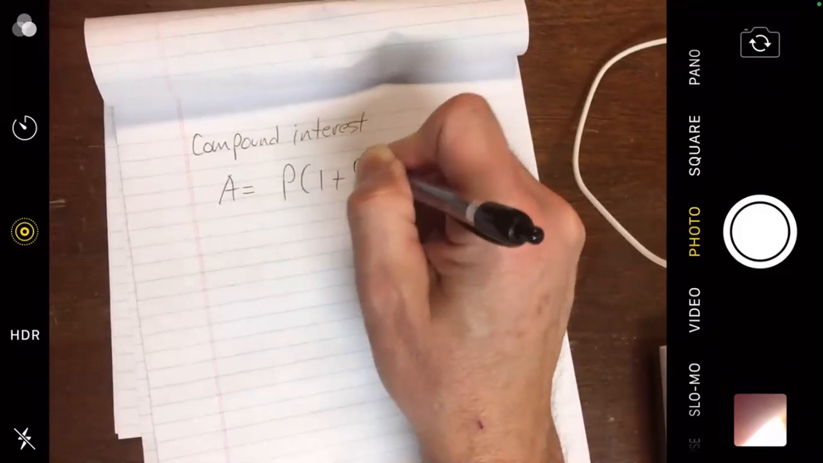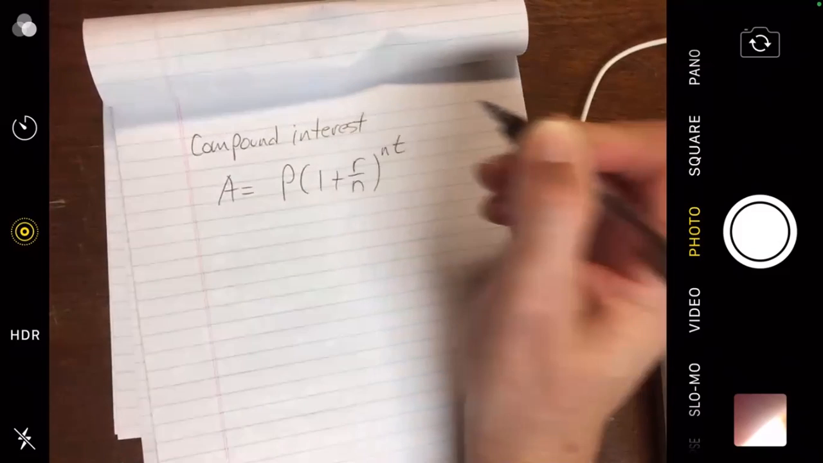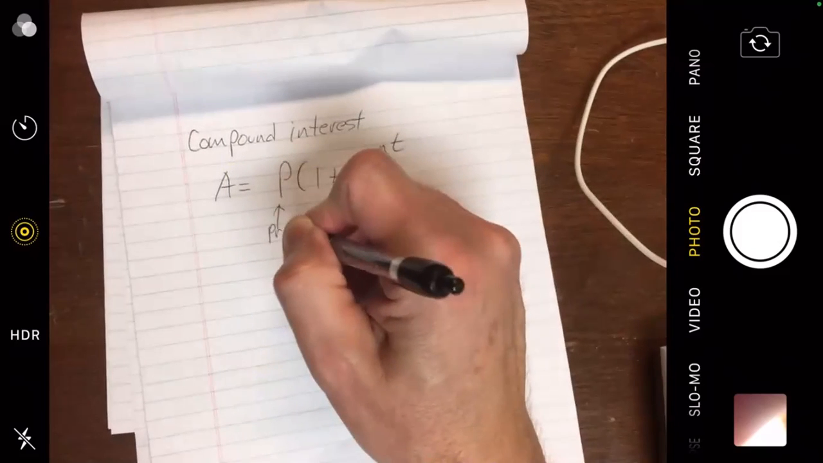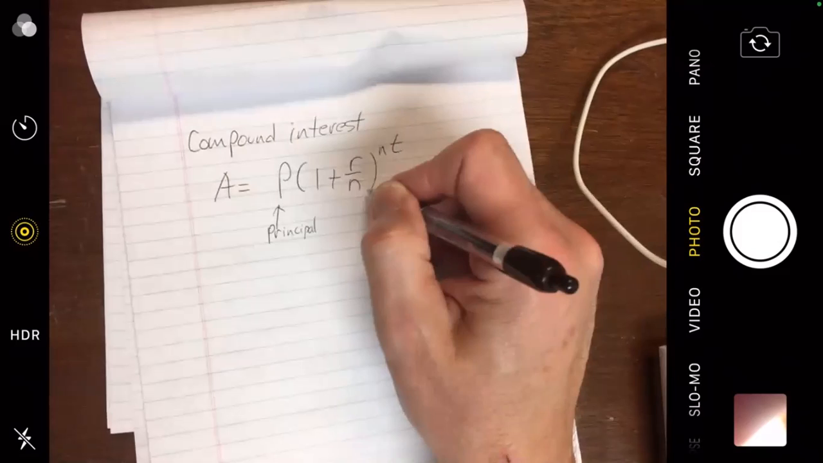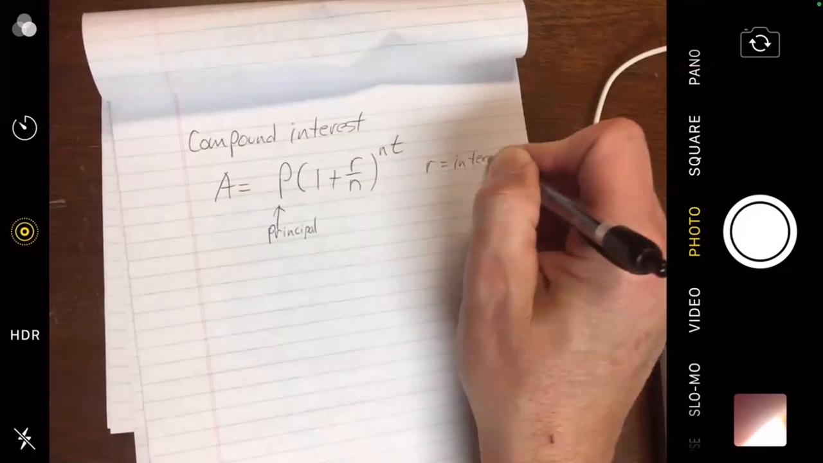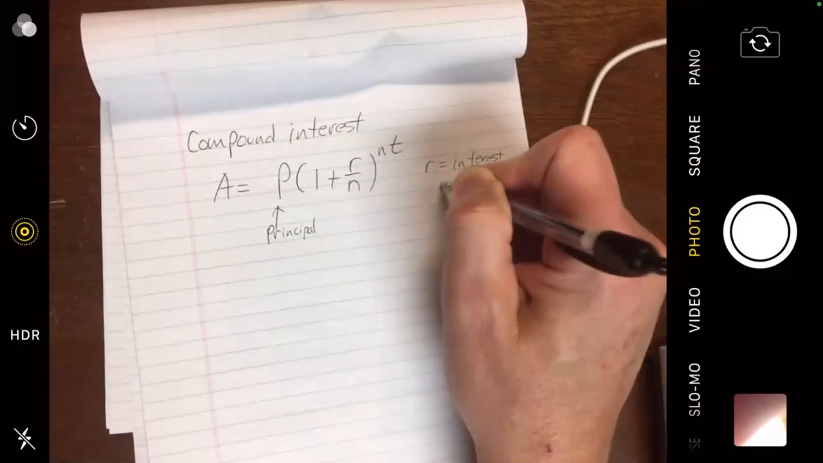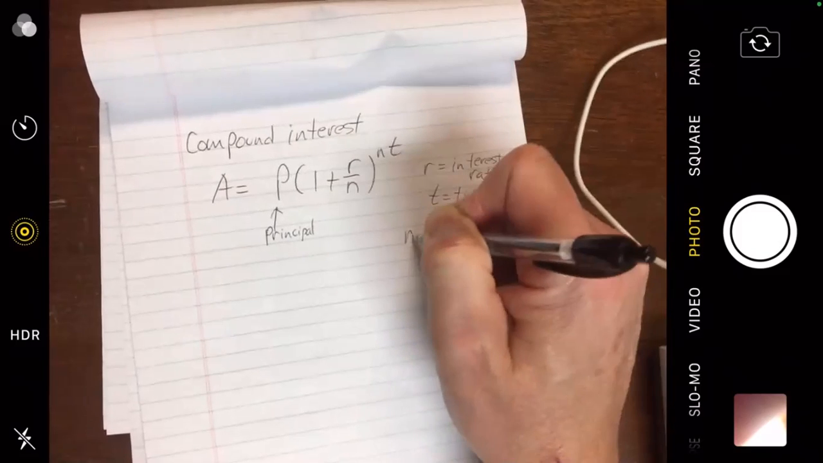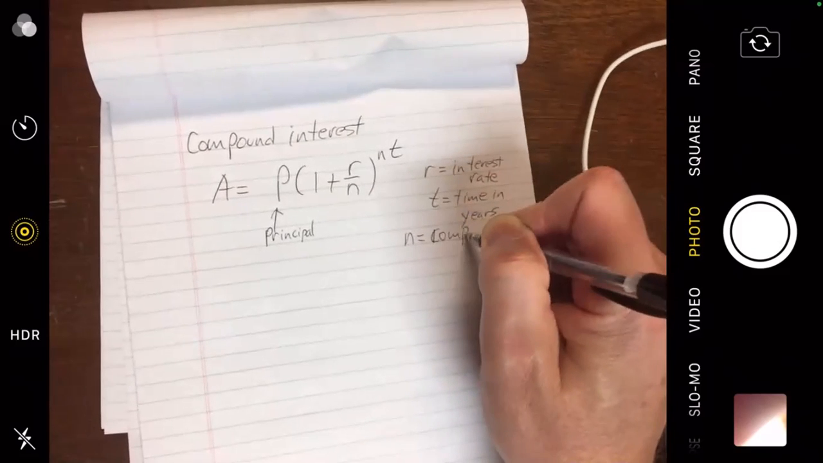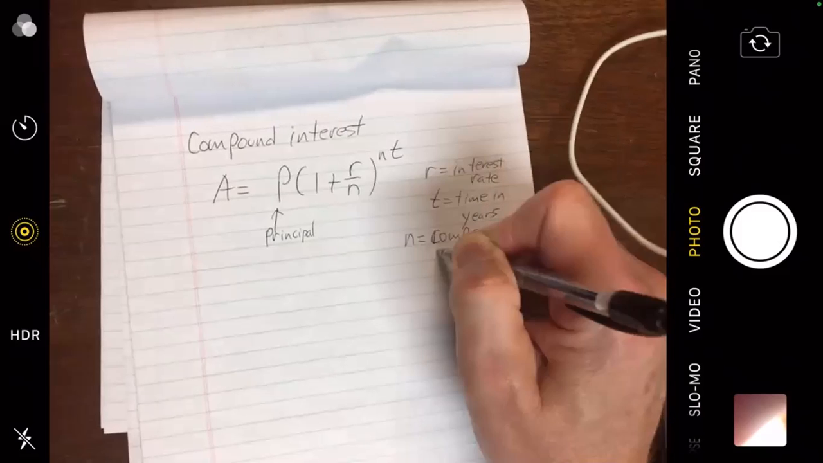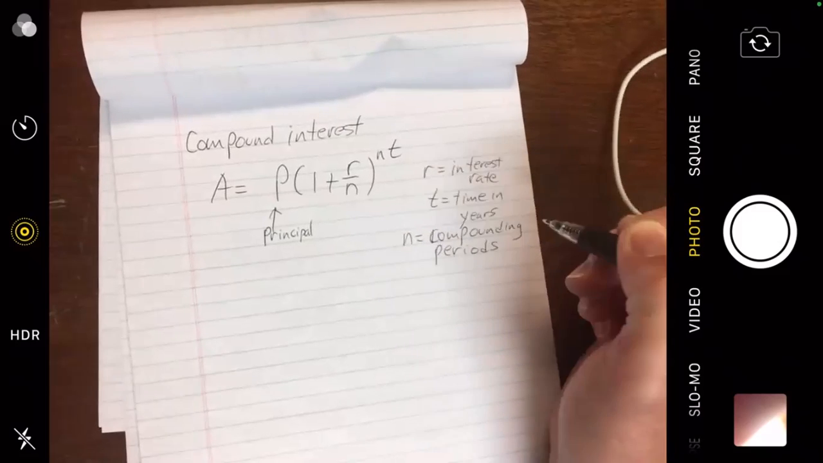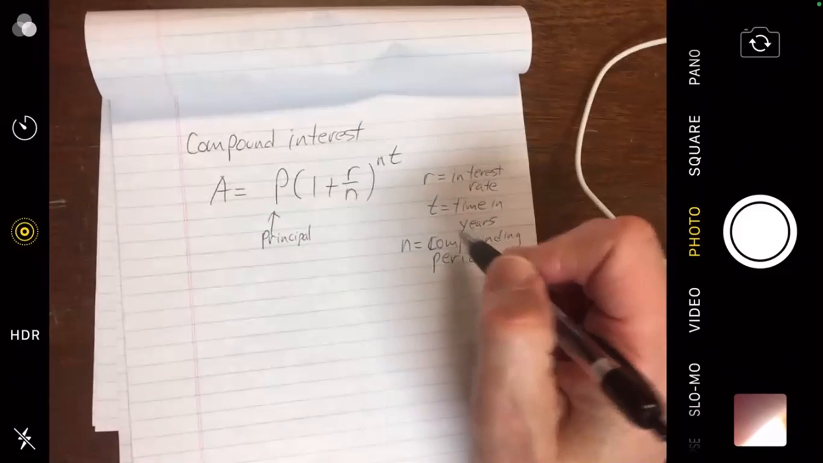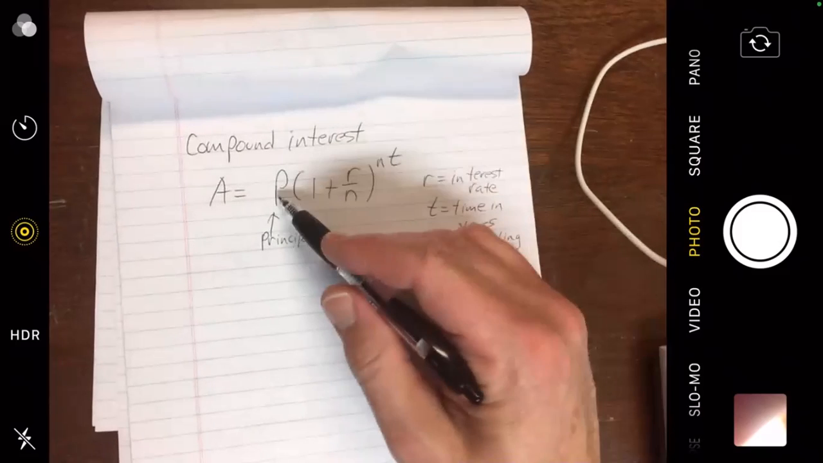This formula look familiar? Yeah, it's very familiar. Okay. P is your principal, money you put in. R is your interest rate. T is your time in years. And N is your compounding periods. Now, they usually give you numbers for everything there, the R, the T, and the P.